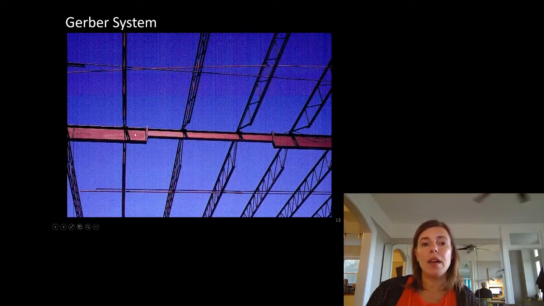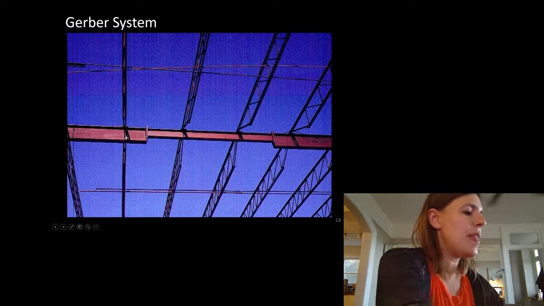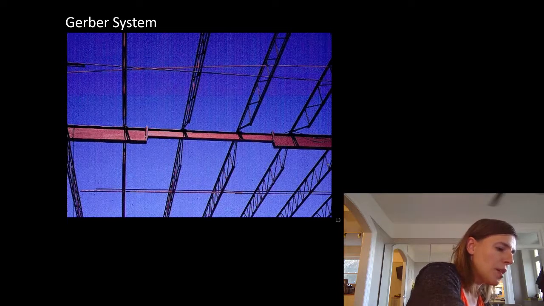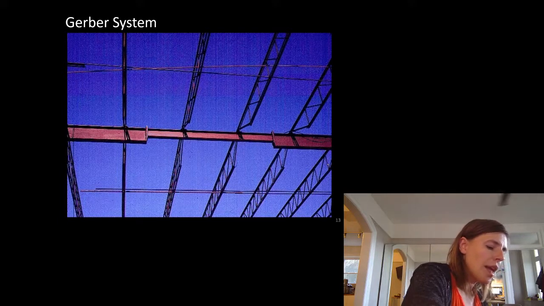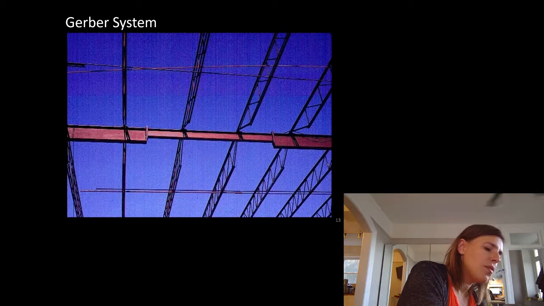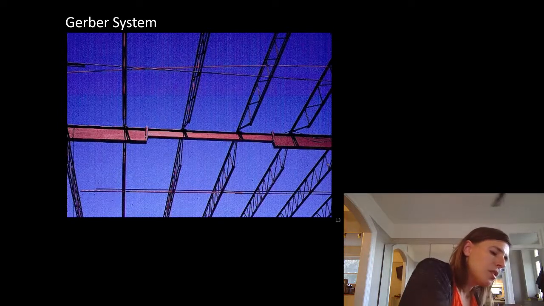This is the Gerber system, or the Gerber girder system. This system is really helpful. We haven't talked about moment yet, so this is going to be less helpful for you. But this system is really nice when you have the potential for multiple spans in something. Our moment diagrams, and we're going to talk a lot about designing for moment very soon. So I'm just going to show you how this changes the moment diagram.